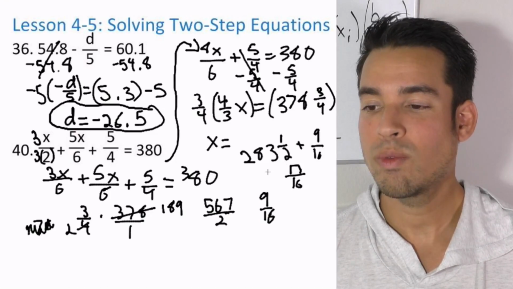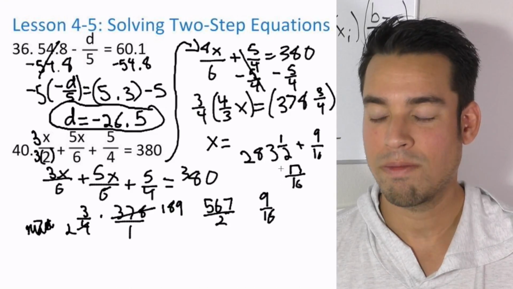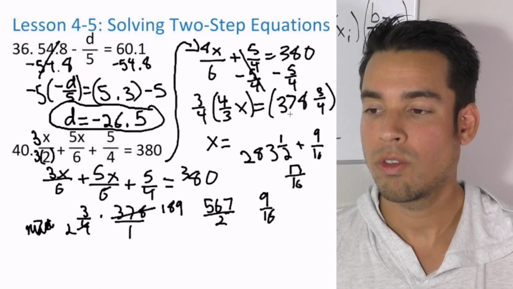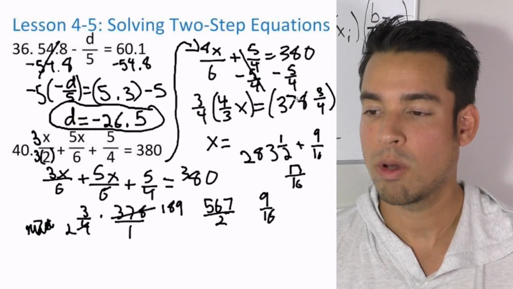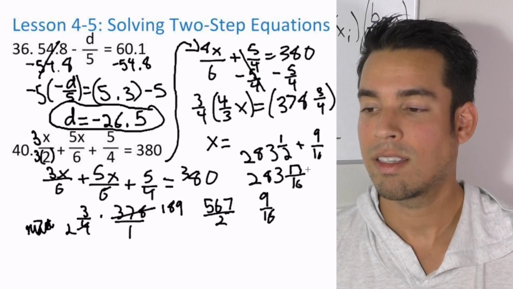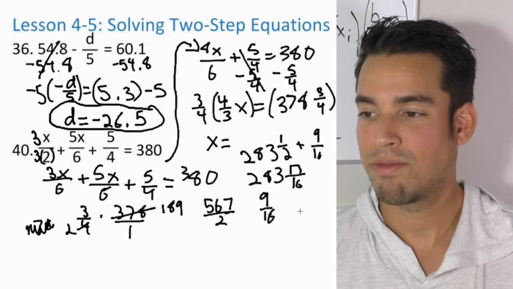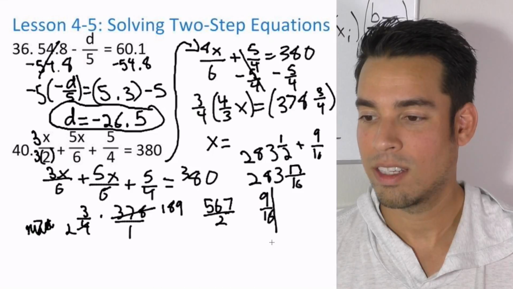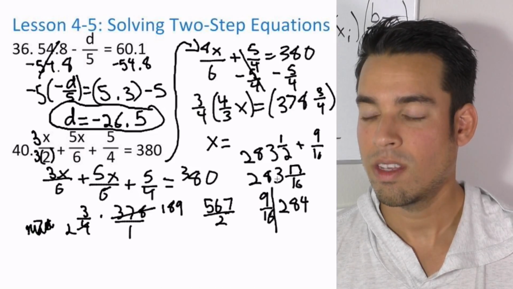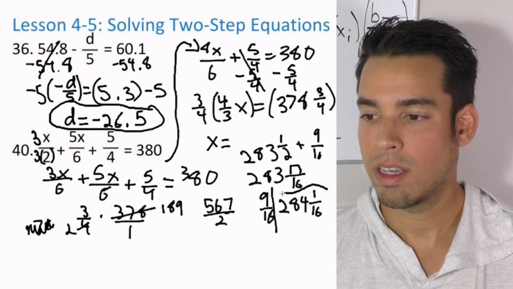17/16. I'm not really concerned about showing you this stuff. I know you can figure this out if you actually do the multiplication, or if you had turned this into an improper fraction and then multiplied across, it'd be the same thing. But we got 283 and 17/16, which our final answer, let me draw a little line here, is 284 and 1/16. Oh my gosh. Okay, that is a hard problem.